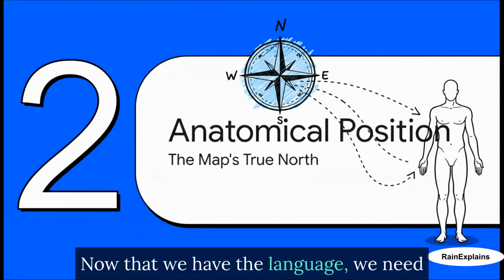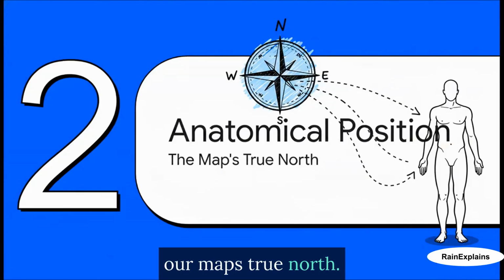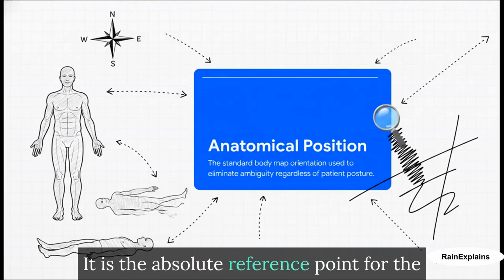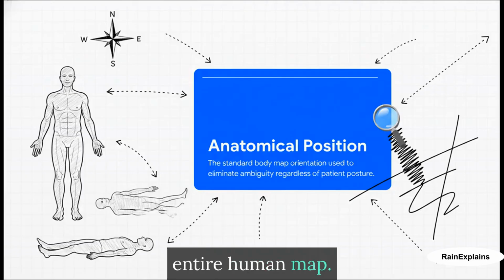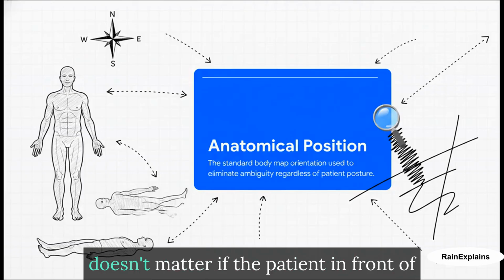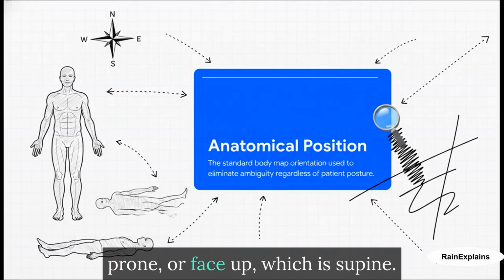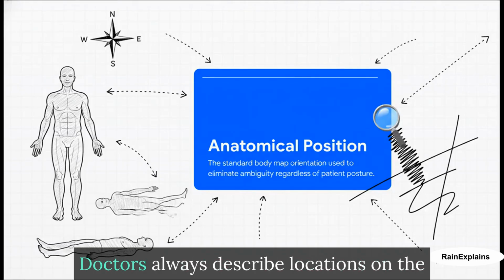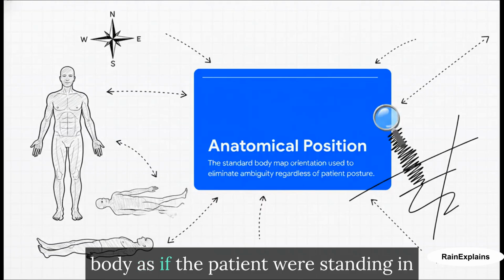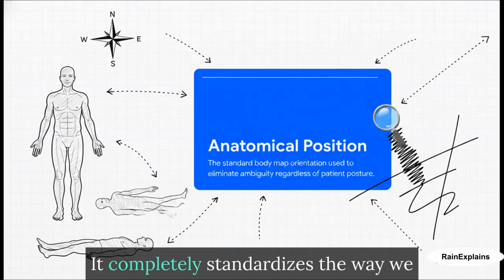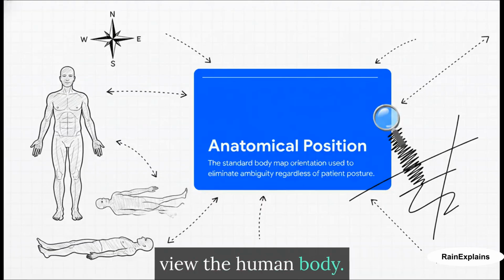Section 2. Anatomical position. Now that we have the language, we need our map's true north. This is anatomical position. It is the absolute reference point for the entire human map. What's fascinating about this is that it doesn't matter if the patient in front of you is lying face down, which we call prone, or face up, which is supine. Doctors always describe locations on the body as if the patient were standing in this exact standard position. It completely standardizes the way we view the human body.